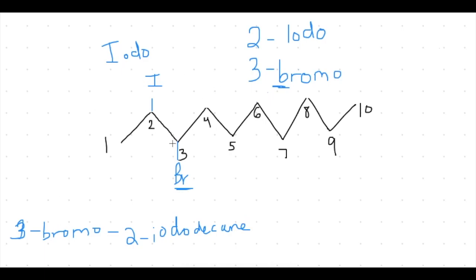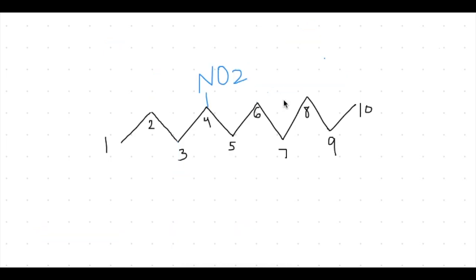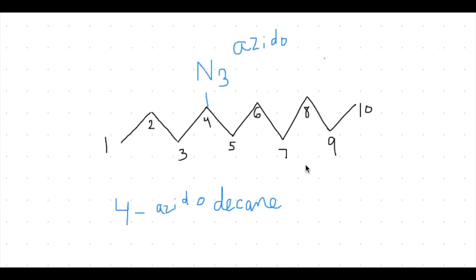If we had chlorine or fluorine, it would be chloro or fluoro, like I mentioned earlier. Now say I have an NO2 group. This is called a nitro, and this would be 4-nitrodecane. If the NO2 group was replaced with an N3, that becomes azido, so we will have 4-azidodecane in this case.